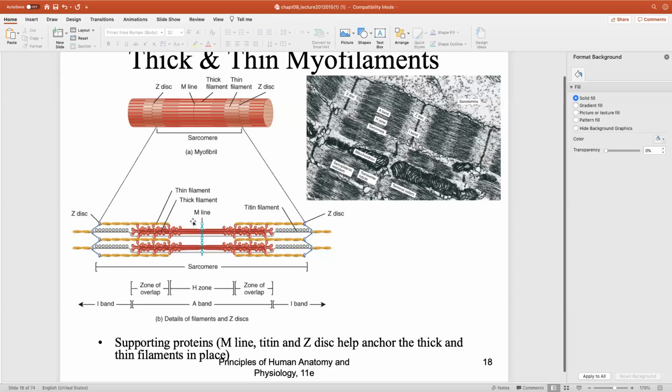So once you have a fully contracted muscle, the thin filament is going to be right here instead of over here, instead of back here where it started. Now that H zone is going to be very small. It can also be obliterated with the strongest contractions.